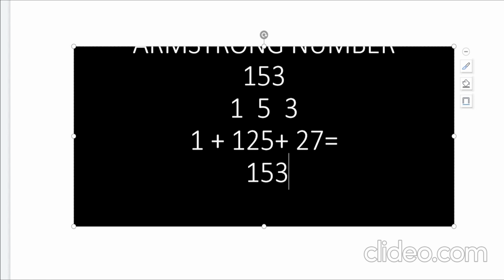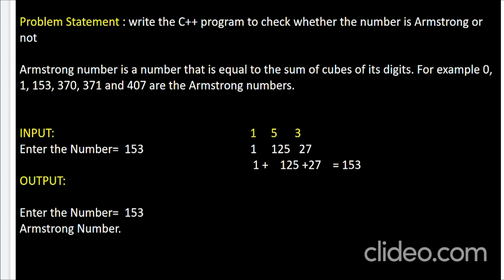Okay, so let's have a look at the problem statement. Our problem statement is: write a C++ program to check whether the given number is an Armstrong number or not. Here again I am going to read the definition: an Armstrong number is a number that is equal to the sum of the cubes of its digits. So first of all we have to focus on the sum of the cubes of its digits.